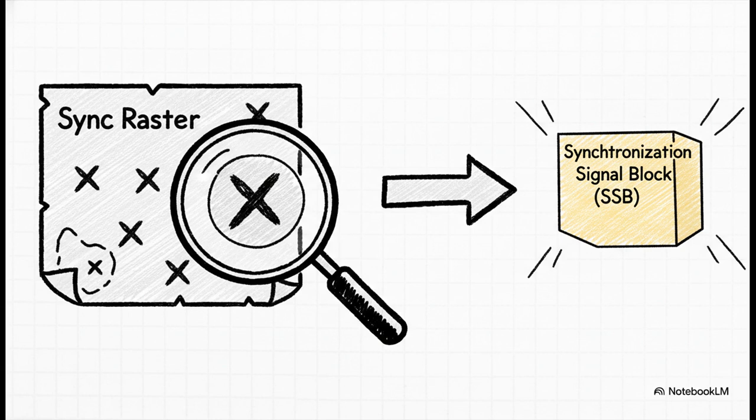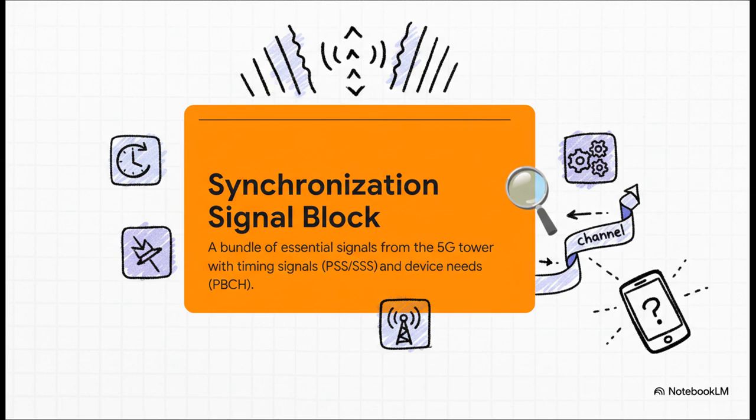Once it gets a lock on one of those potential X marks the spot locations, it starts looking for the treasure itself. And that treasure is something called the Synchronization Signal Block, or SSB. The best way to think of the SSB is as the network's digital handshake. It's this compact little block of four symbols that contains everything a device needs for that initial hello. It's got the signals for timing and the channel that carries the first batch of critical instructions.